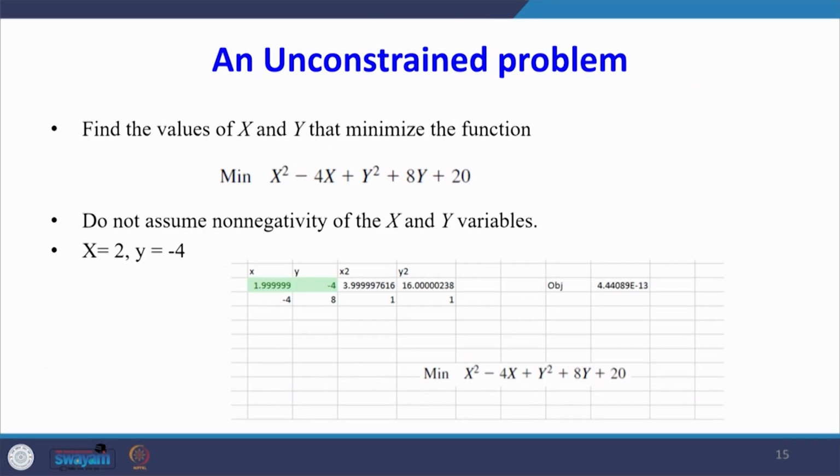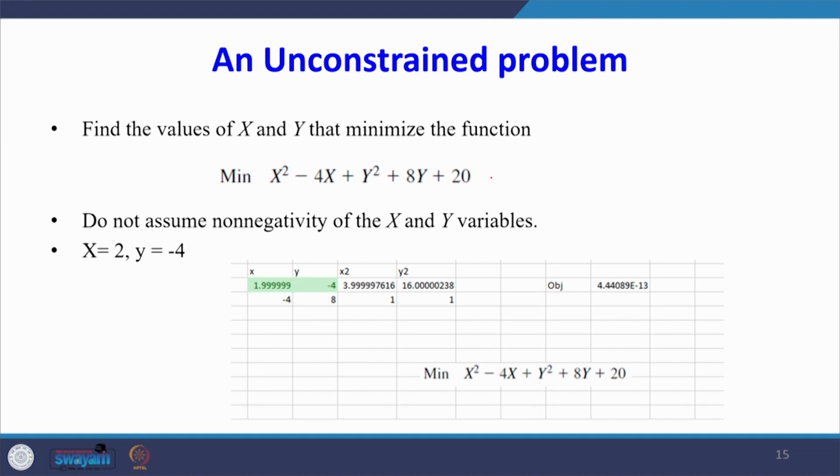Now, I am going to explain how to use solver for solving nonlinear equations where there is no constraint. For example, the problem is like this: find the values of x and y that minimize the function. The previous problem was a maximization problem. Now, we have to find the values of x and y which minimize this function. What is this function? X square minus 4x plus y square plus 8y plus 20.